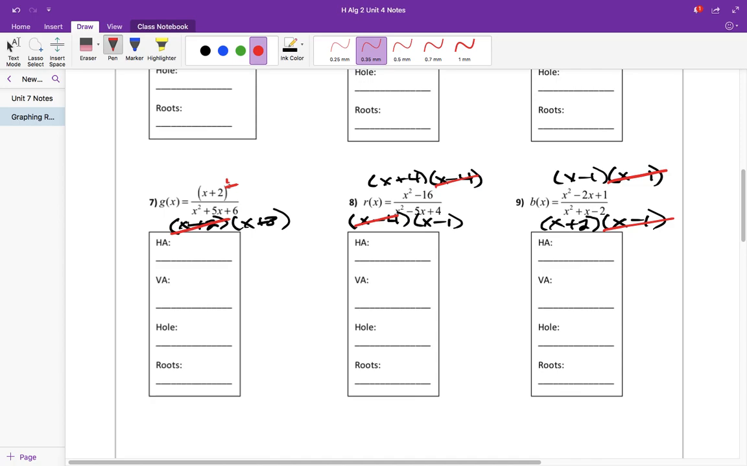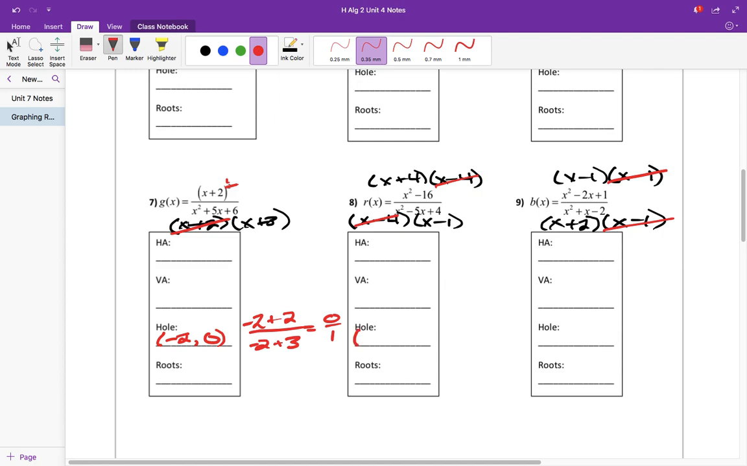For the first one, it looks like you're going to have a hole at negative 2. And then if you put negative 2 into your function to see where that hole actually is, let's make that a little bit neater for you guys. So we have negative 2 plus 2 over negative 2 plus 3, which ends up being 0 over 1. So the y value of your hole is going to be 0.